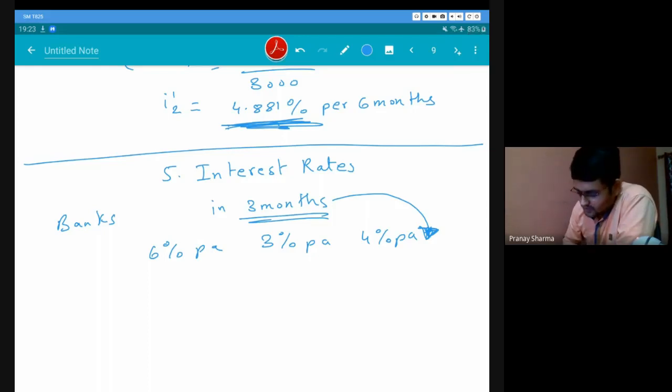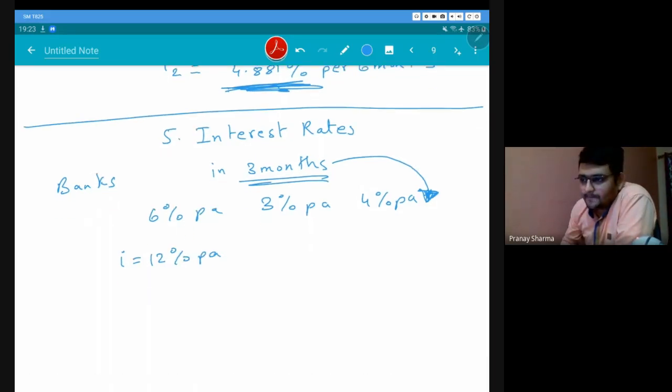So let's take an example. If I say I is equal to 12% per annum, in a year I have four such 3-month periods. 3 months is nothing but a quarter. Now, why does the bank pay you interest every 3 months?